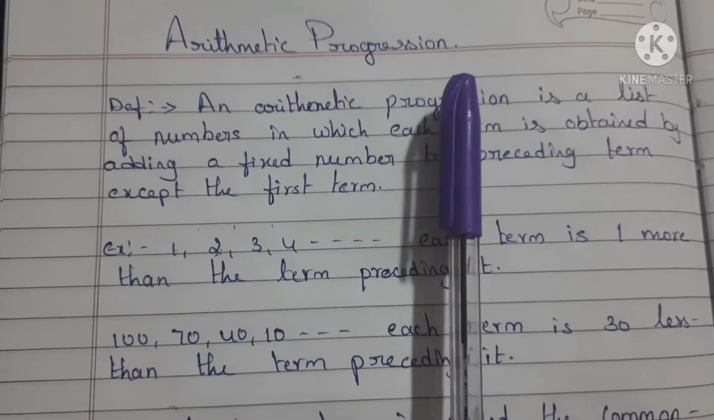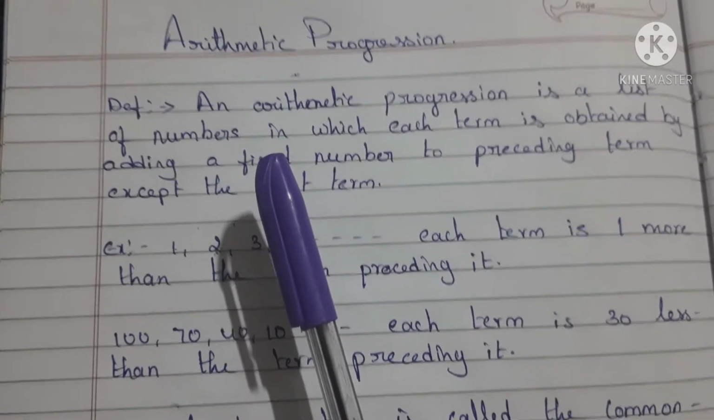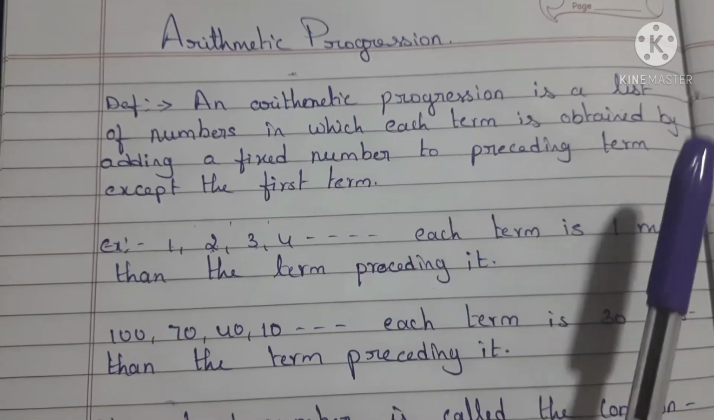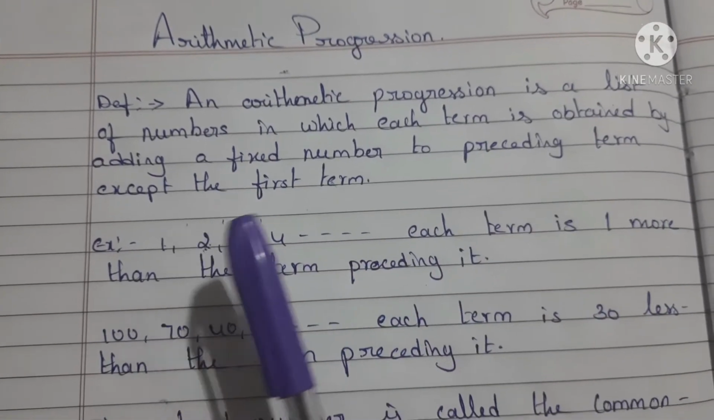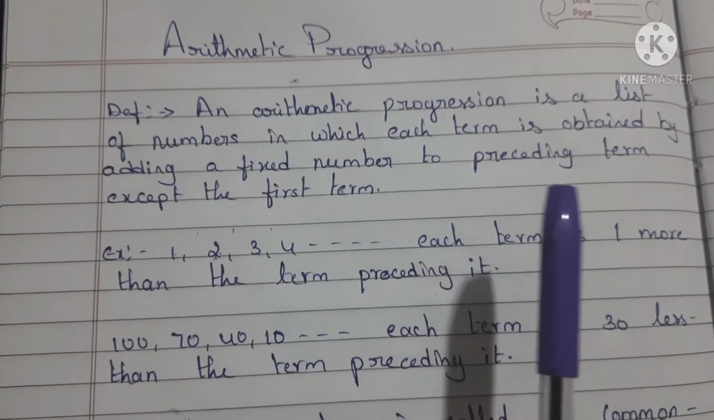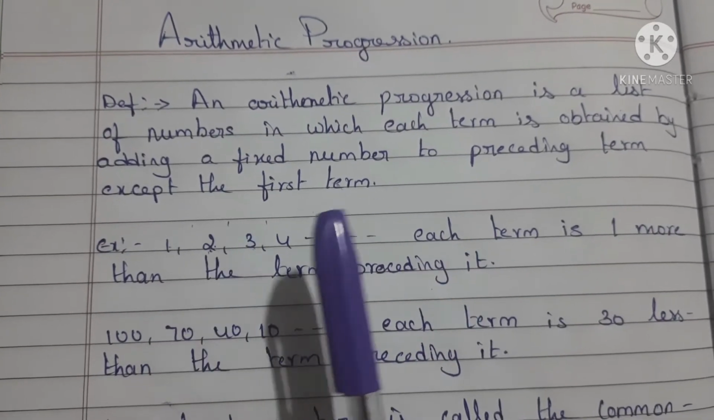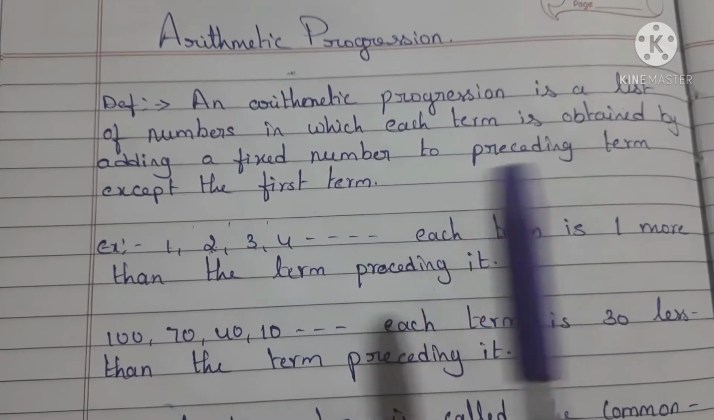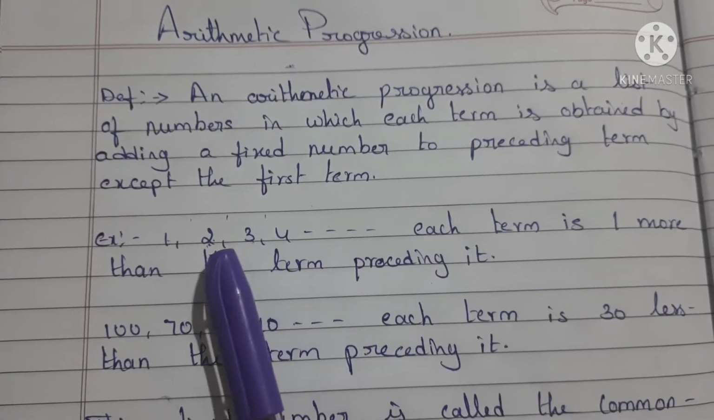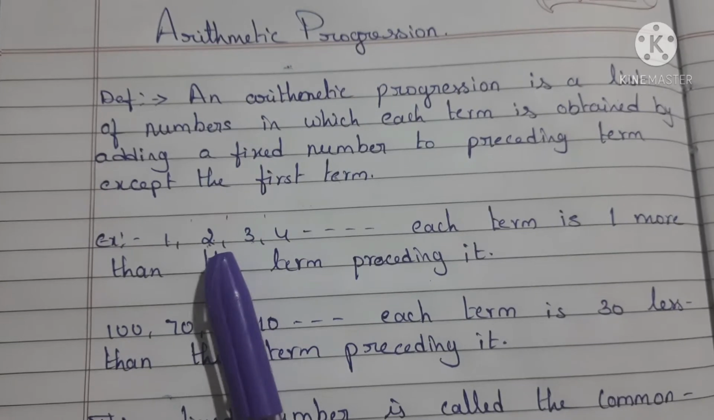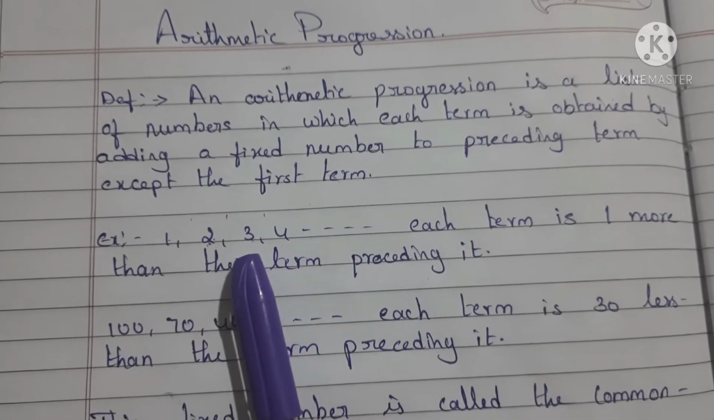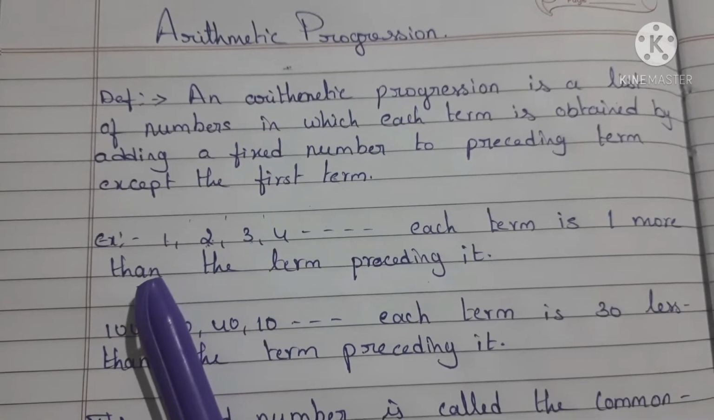Arithmetic progression. What is an arithmetic progression? An arithmetic progression is a list of numbers in which each term is obtained by adding a fixed number to the preceding term, except the first term. What is the preceding term? Here, the preceding term of 2 is 1, the preceding term of 3 is 2, the preceding term of 4 is 3.